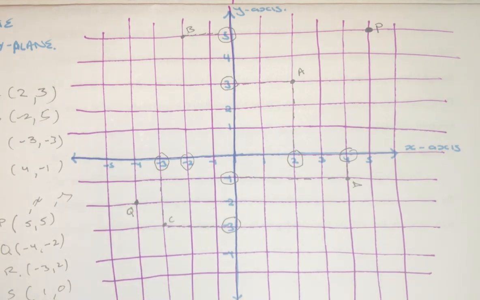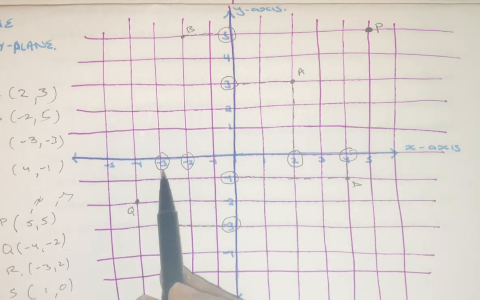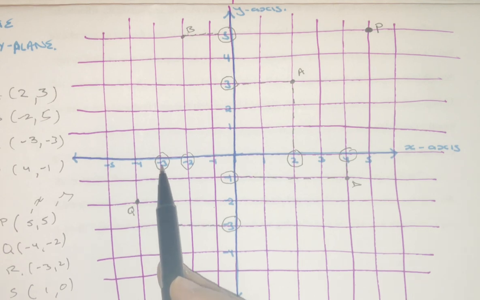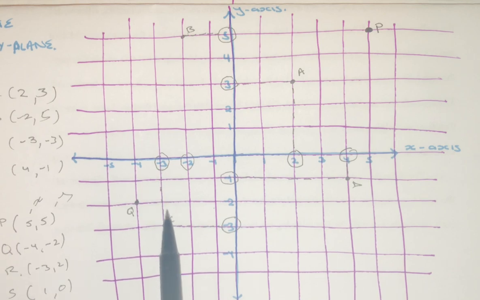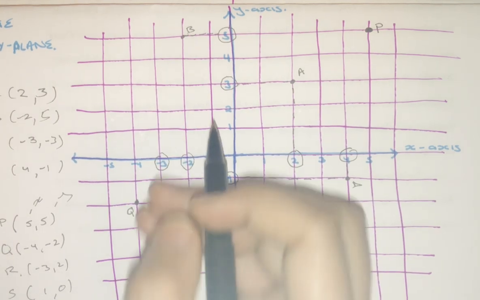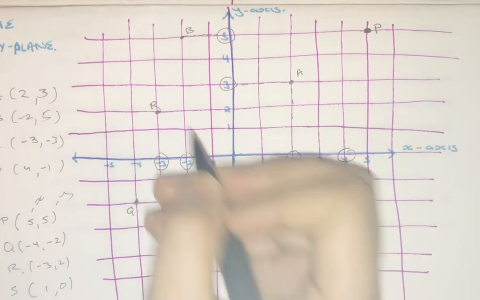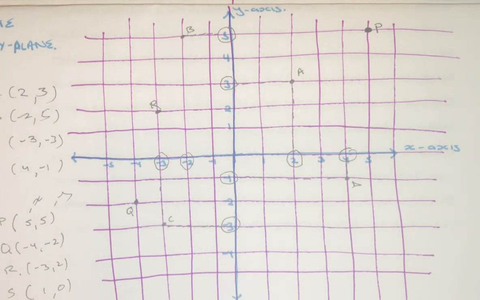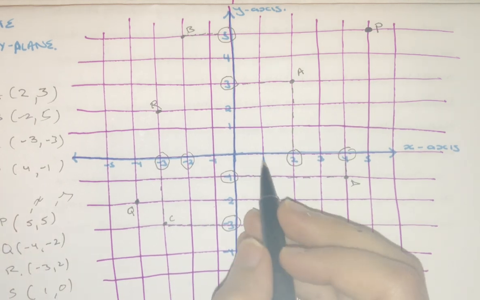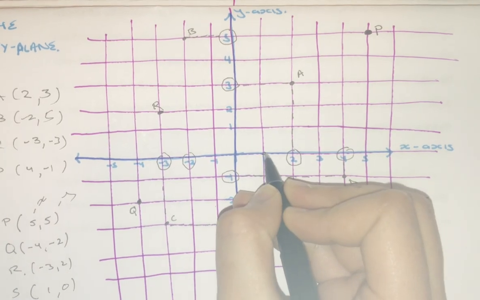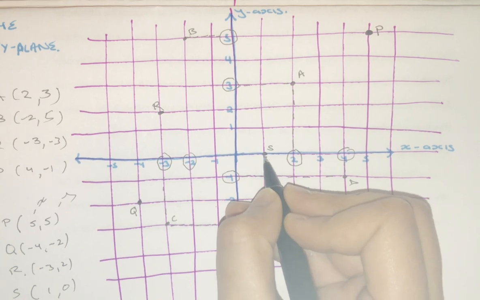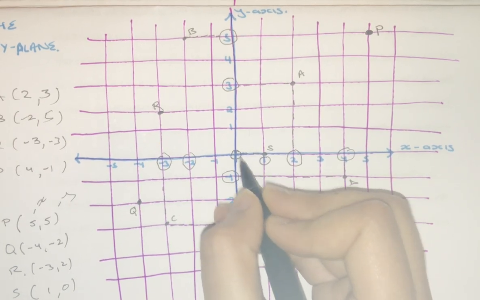Now R, that is negative 3, 2. So first is the x value, then the y value. In the x-axis we found negative 3, and now we look for the y value that is 2. Where can we see 2? Here, right? So let's locate R. Now we go to S. So S says 1, 0, okay? So the x value is 1, but the y value is 0. So this will be point S, because this is where x is 1, but y is 0, okay?